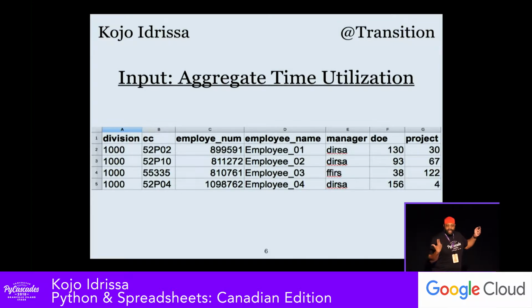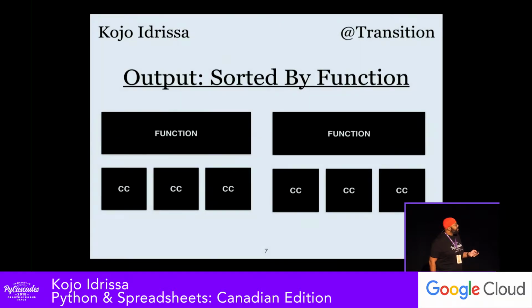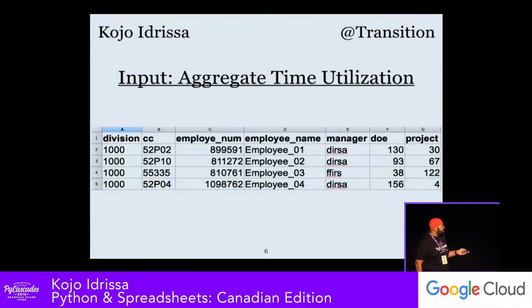You get a spreadsheet dump like this, and this is the input data that you have. But the output needs to be sorted by function. And so here you've got a basic structure of the company. You've got these cost centers that we saw before, these cost center numbers that really don't make any sense to anybody. And unfortunately, depending on where you work, you might have seen something like that.